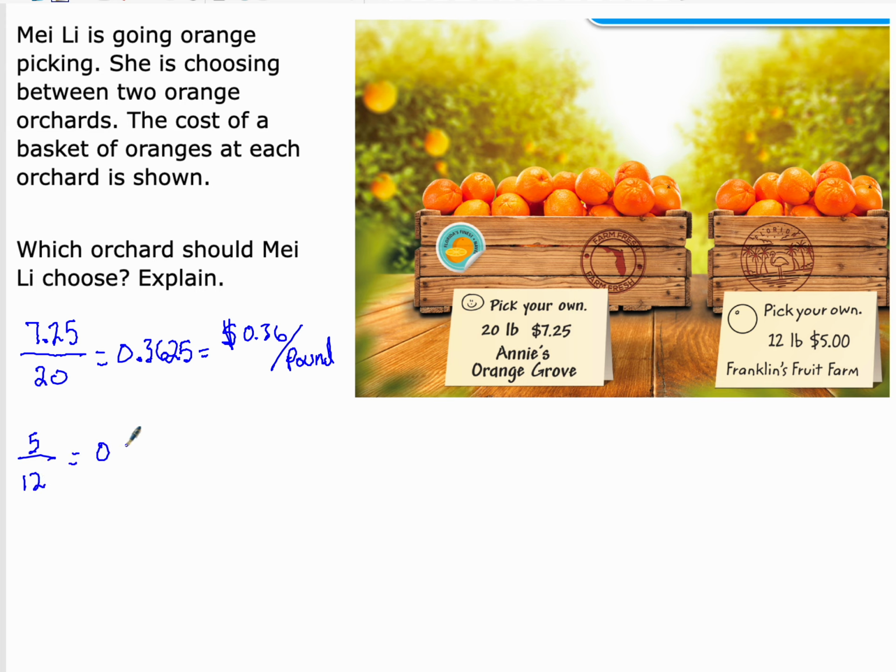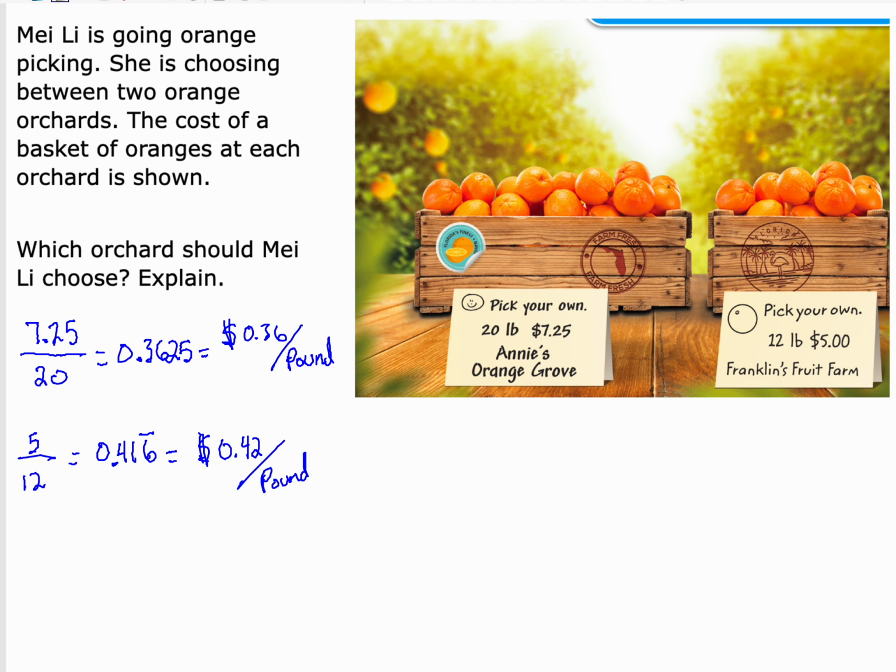Are you ready? 0.41666, 0.416 repeating. Okay, now it's money, so what would I do with that? 41 cents. You round up. Round up, so it would be $0.42 per pound. Okay.